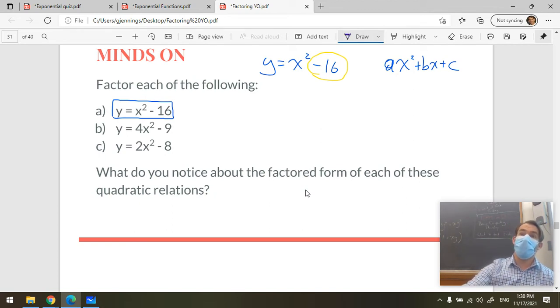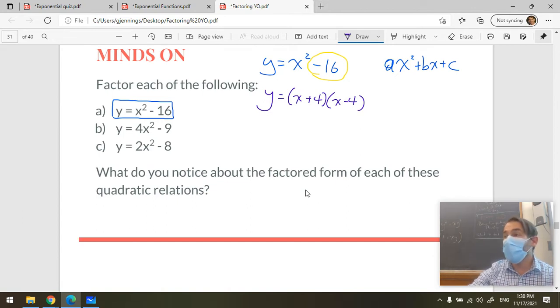Almost. That multiplies to 64. Sorry? Negative 4 and positive 4. So this factors to y equals x plus 4 multiplied by x minus 4. Okay? That's what that will factor to.